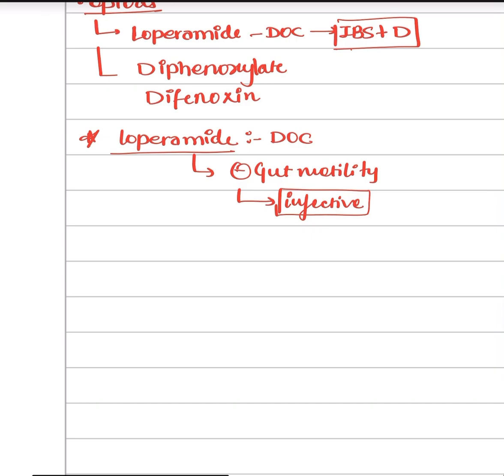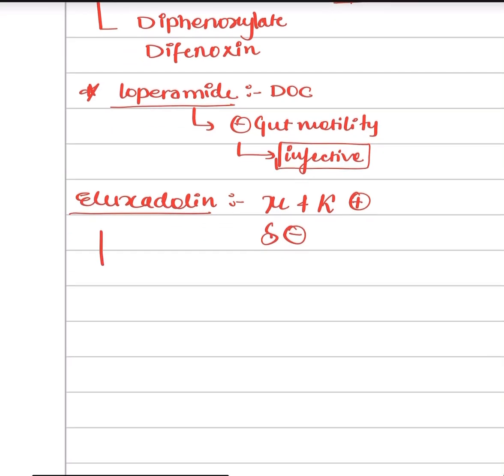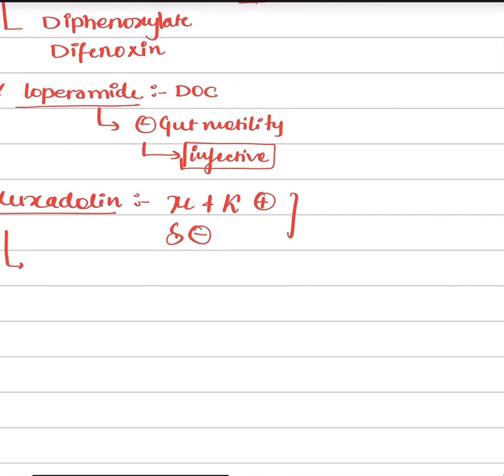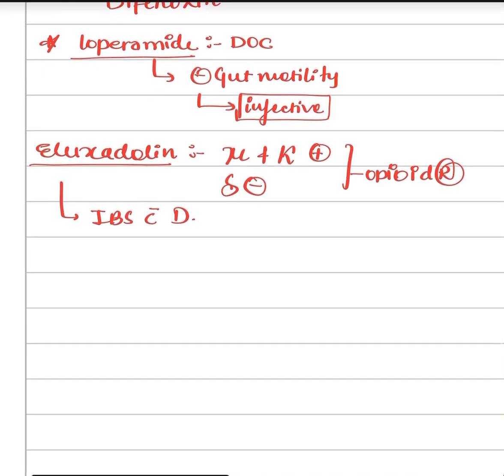Next drug that can be used is loxodolin, which is a mu and kappa agonist and delta antagonist, and these are opioid receptors. So also it can be used in irritable bowel syndrome with diarrhea.